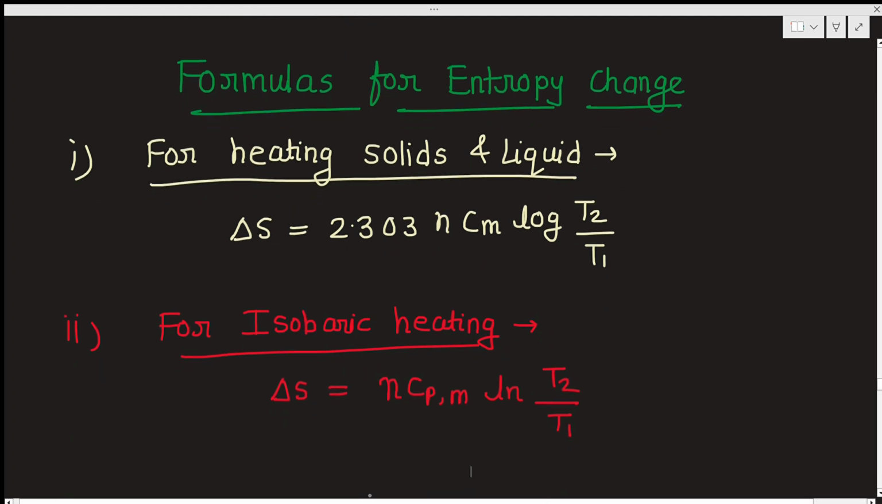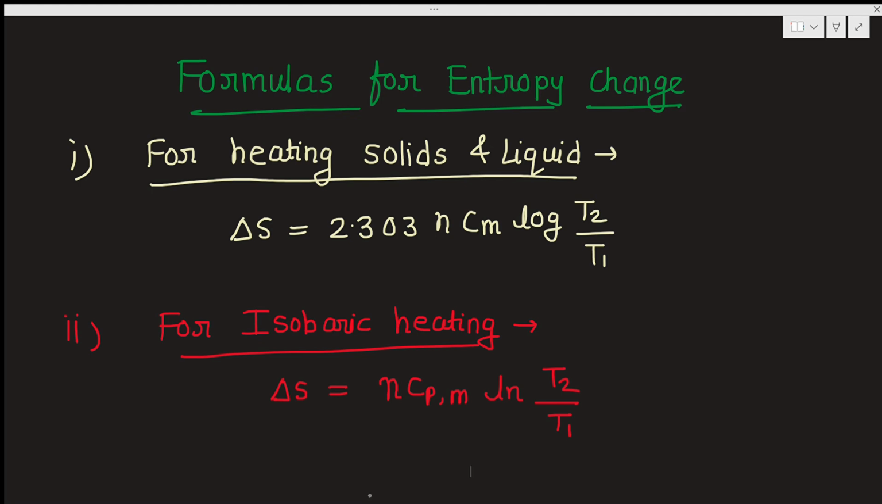Now we come to the formulas for entropy change. Okay, there are several formulas for entropy change. Now which formula you will have to use, this thing you should understand. For example, if you are given the entropy change for a solid or liquid, then you will use this formula: del S is equal to 2.303 n Cm log T2 upon T1. Here Cm is the heat capacity of the solid or liquid. Similarly, if you are given an isobaric heating process, then del S is equal to n Cpm natural log of T2 upon T1. Okay, this is for isobaric heating. It means at constant pressure.